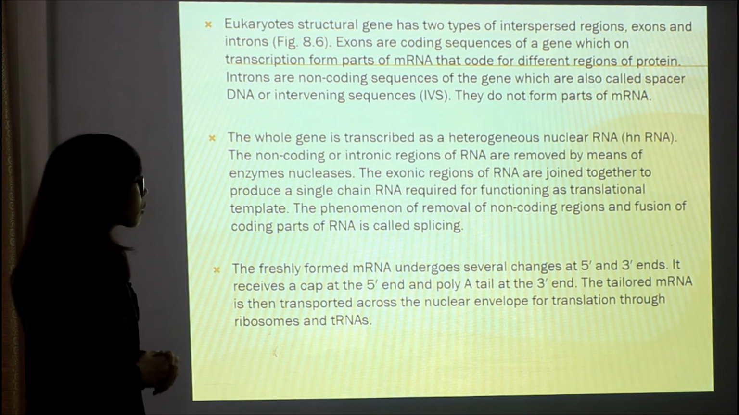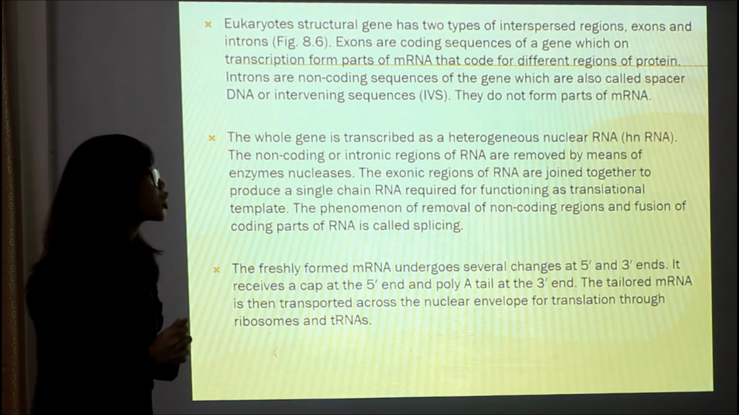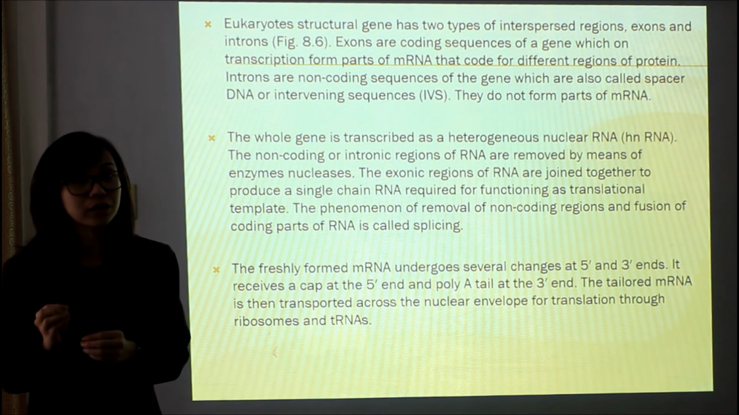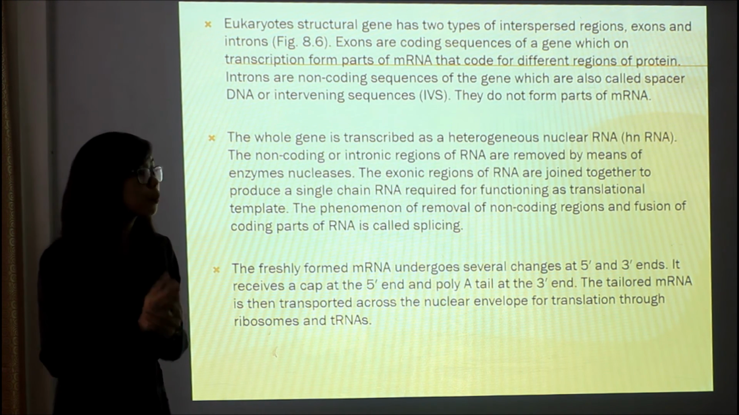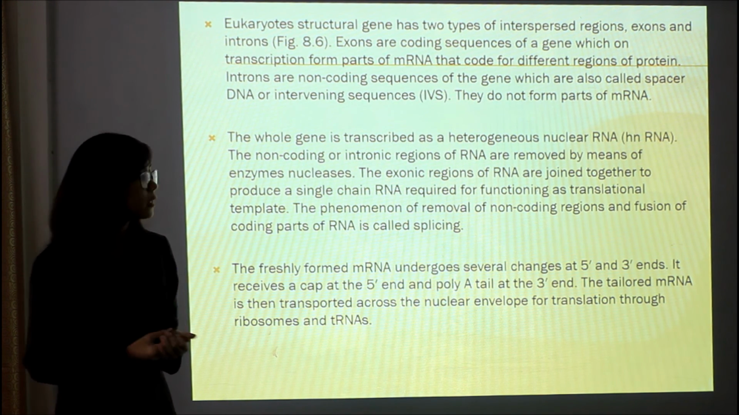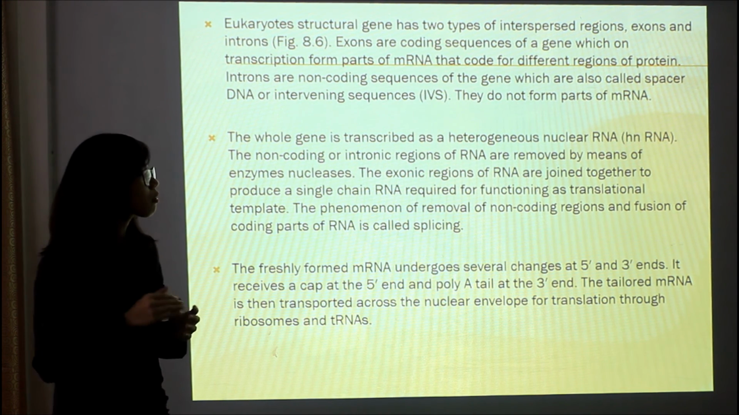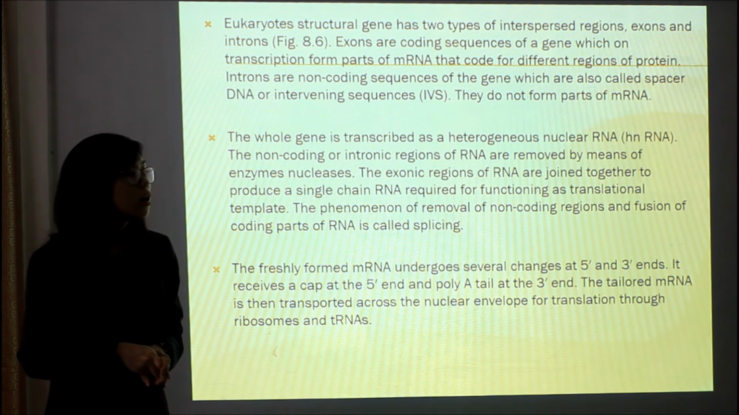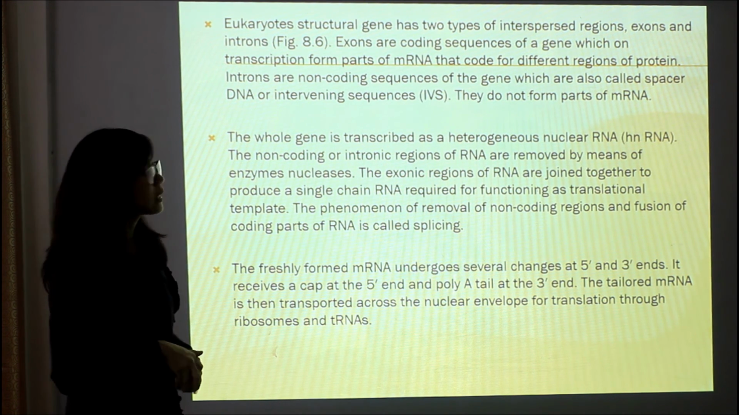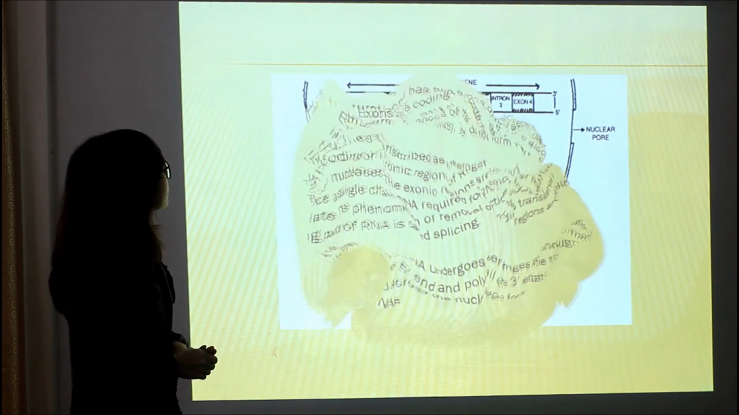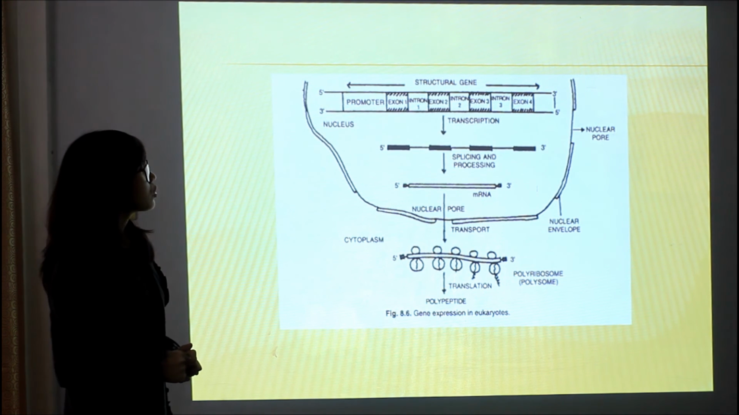The freshly formed messenger RNA undergoes several changes at 5' and 3' ends. It receives a cap at the 5' end and a poly-A tail at the 3' end. The tailored mRNA is then transported across the nuclear envelope for translation through ribosomes and tRNAs. So this is the gene expression in eukaryotes.